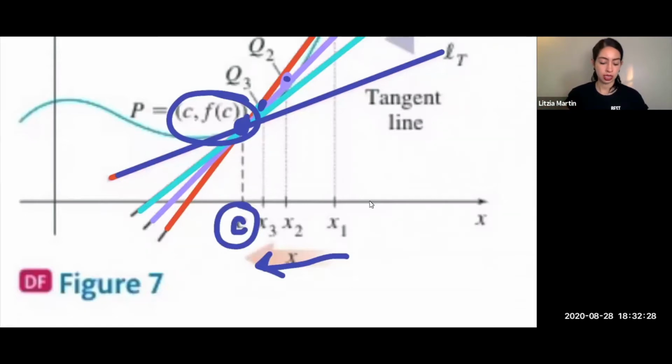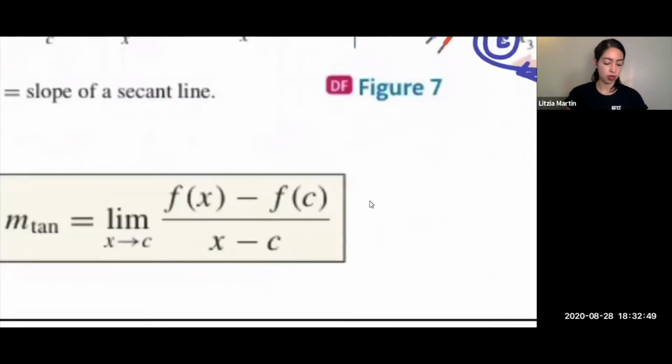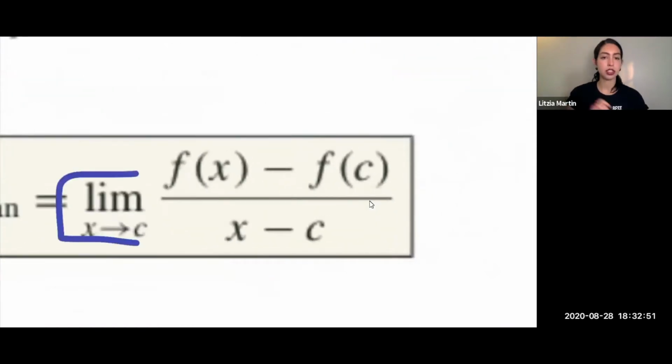So the distance from one point to the tangent line point, eventually we would want it to get so small that that distance here becomes, well, that C value, right? So the limit as x approaches C represents that point approaching that C value.